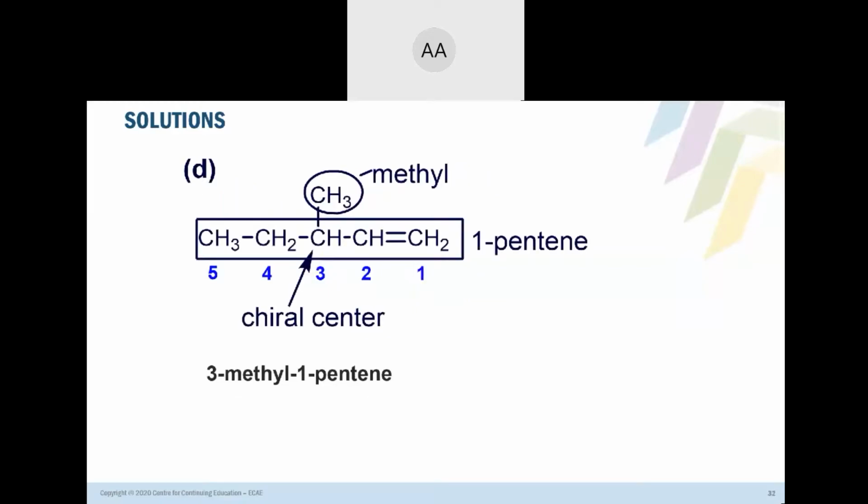Okay, so what do we have here? We have a pentene, yes, because that's right, the carbon double bond is there. We have a chiral center, 2 carbons on either side. And then we have a methyl group on carbon number 3. The double bond is between carbon number 1 and 2, so we get 3-methyl 1-pentene. Excellent, well done.